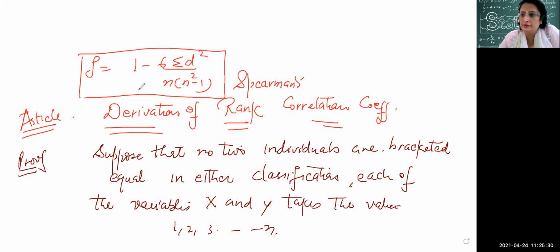This formula applies where ranks do not tie, okay? So suppose that no two individuals are bracketed equal. Any two individuals, their values are not the same. So every variable is taking the value from 1 to n. No value is repeating in this case. Okay, suppose I have only 4 variables x, so what ranks did I assign? 1 2 3 4. No one is repeating here.